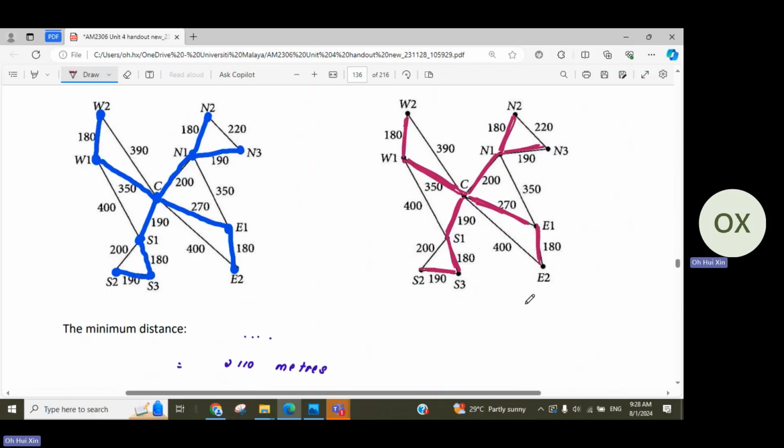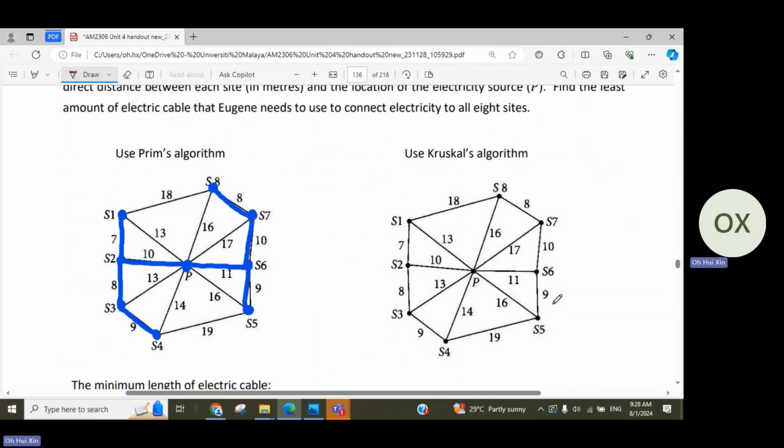The same thing for the next part. 7 first. Then we have 8 here, 8 here. Then 9, 9. Then the next one is 10, 10. And then 11. Now you realize that all the vertices are already connected. So this will be the answer, and it's the same as what you got just now.